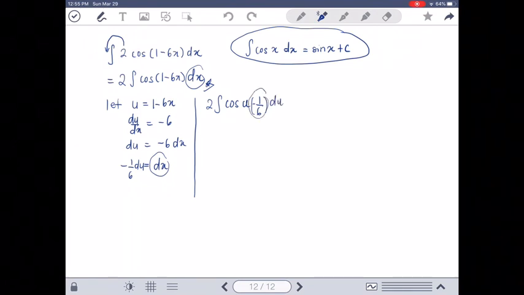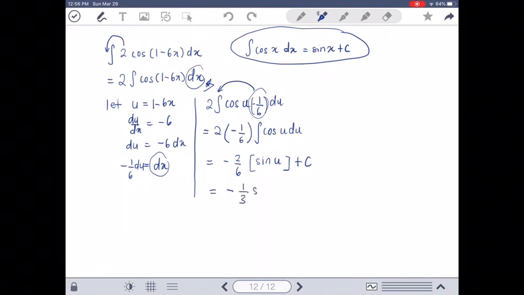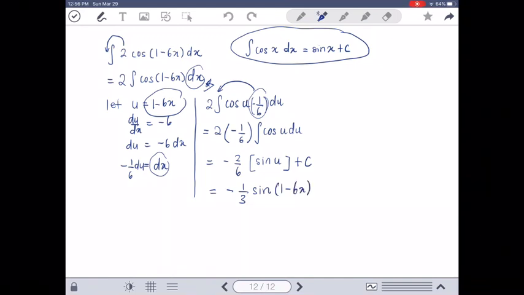Since negative 1 over 6 is a constant, bring it outside, becoming 2 times negative 1 over 6 times the integration of cos u du, which is equal to negative 2 over 6 multiplied by sin u plus c. Therefore, simplify everything, it becomes negative 1 over 3 multiplied by sin, where u is just equal to 1 minus 6x, and at the end just add plus c.